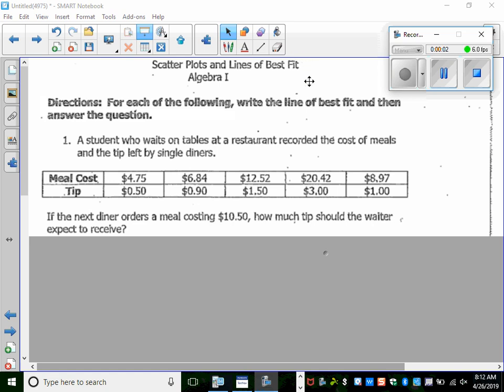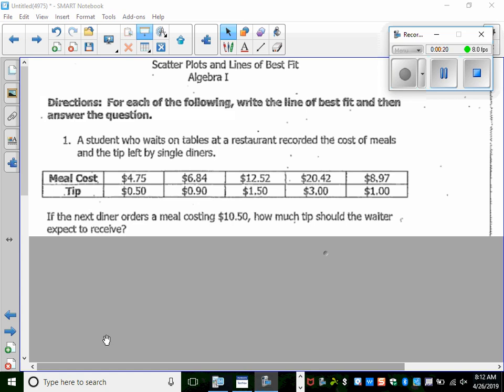Scatter plots and lines of best fit. This will take us into curve of best fit, which is our last topic that we need to cover for your SOL test. So first, let's review how you get the line of best fit.